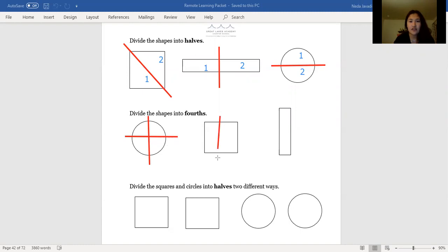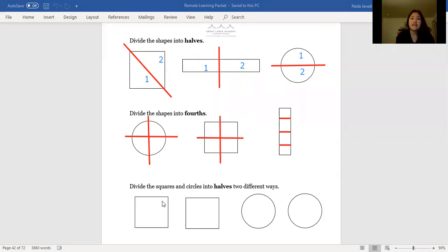On the square, I'm going to draw one like this, and one like, oops, that's not very, one like this. You have 4 equal parts. You're labeling as I'm drawing. And then on our rectangle, I'm going to draw 1, 2, 3 lines to get 4 equal parts. Make sure you label your picture.